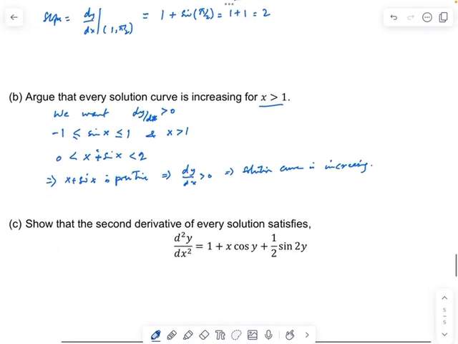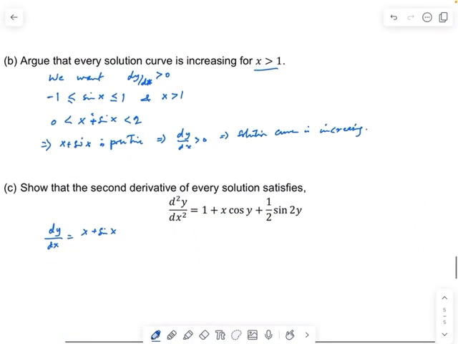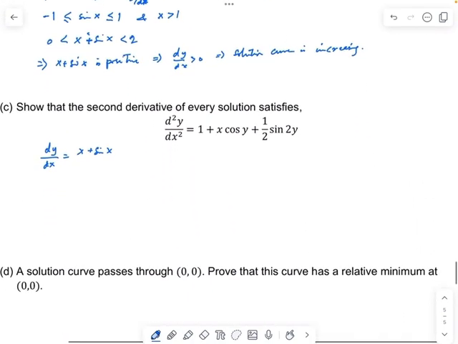Then the question says, show that the second derivative of every solution satisfies this equation. So basically we have to find the second derivative. The first derivative, remember, is dy by dx is equal to x plus sine y. This is what is given. So I will now differentiate this again. So we get d2y by dx2 is equal to d by dx of x plus sine y.